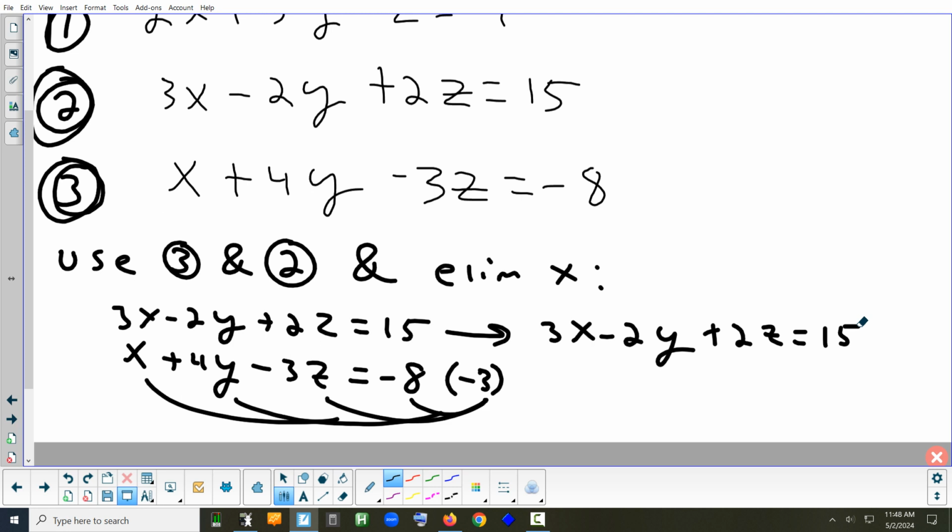And what if you multiply the bottom by negative 3? What do you get? Negative 3x. And then negative 12y. And plus 9z. And equals what? 24. Okay. So now we're going to add those up.